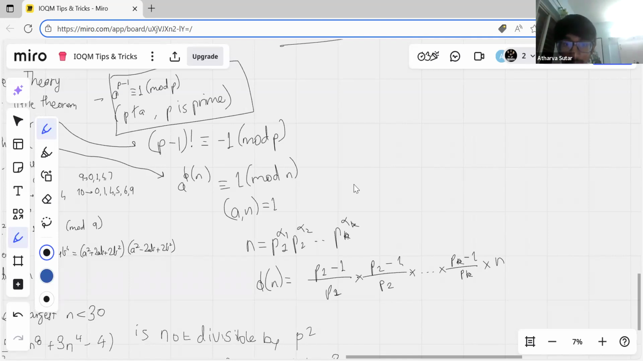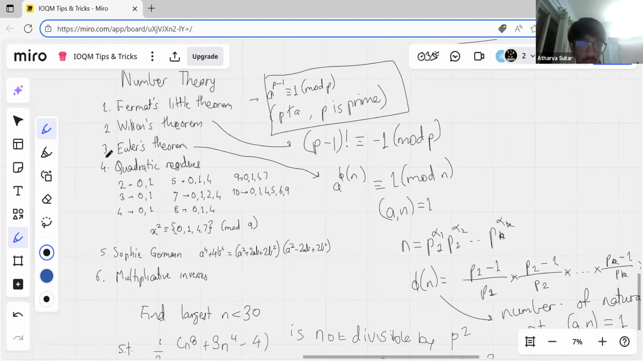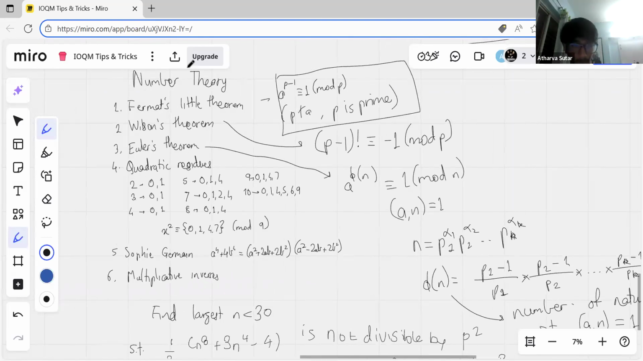Also phi of n is defined as the number of naturals less than n such that the GCD of the number and n is equal to 1. Like the number of naturals less than n such that they're co-prime to n. So yeah, this is the phi function.